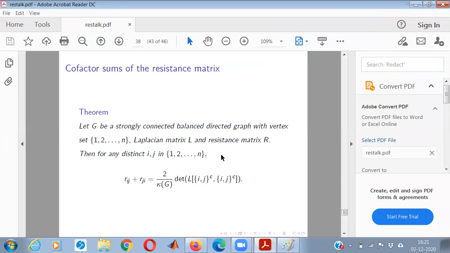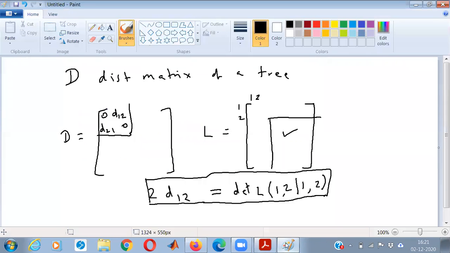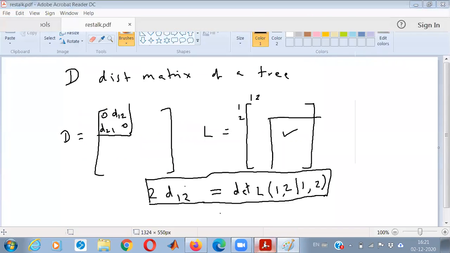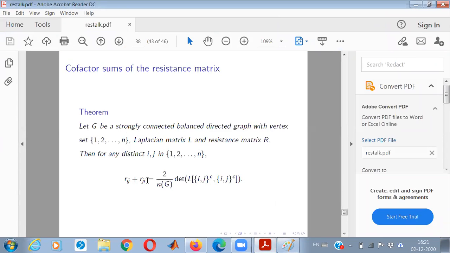Okay, now in the balanced case, what happens is you get a similar identity, but here you get Rij plus Rji. I'm generalizing this 2 times determinant D12 to Rij plus Rji. So in the symmetric case, it will collapse into 2 times. So a similar identity holds. Here you take the determinant, and I think I'm using a different notation, delete row ij, column ij, and divide by the number of spanning trees. So for the resistance matrix and Laplacian, there is also a similar formula here.